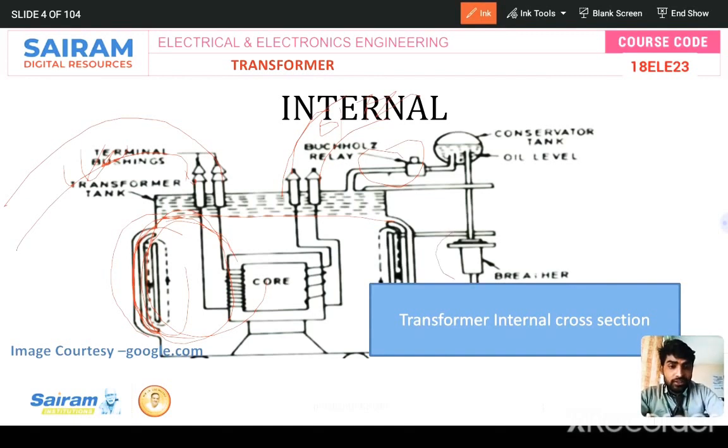And next there is a breather. The breather is for sucking the moisture content and dust particles out of the air going into the transformer tank oil, okay? And the oil level conservator is for filling the oil. If evaporation occurs, or current is flowing through the conductor and heat appears, the oil level will decrease, and the conservator tank is for filling that oil. This is the constructional part of the internal cross section of a transformer, okay?